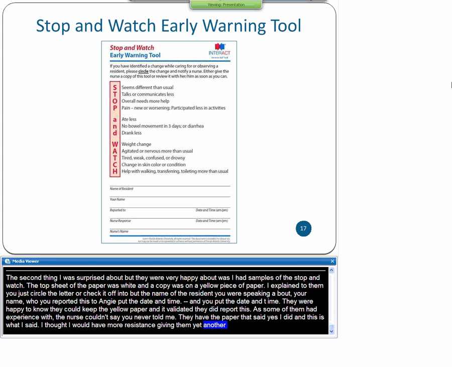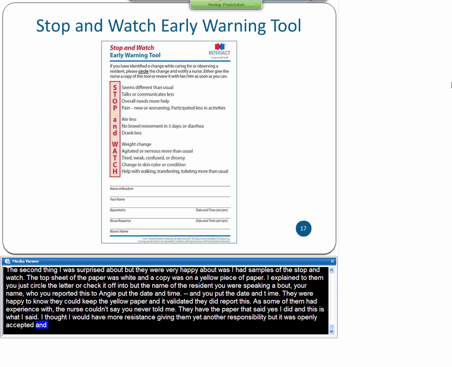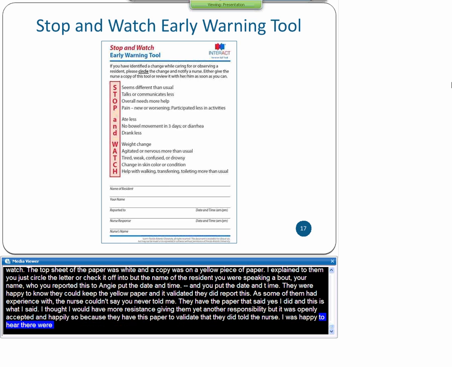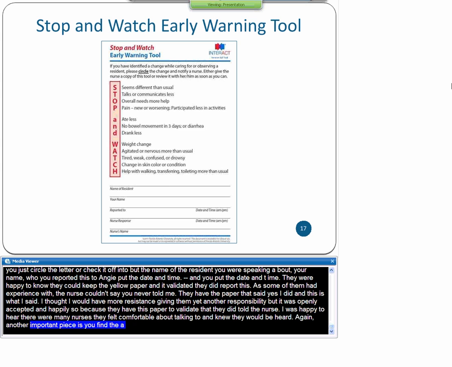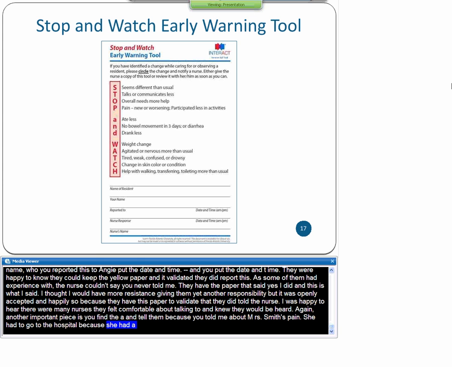I was very happy to hear that there are many nurses who they felt very comfortable talking to and knew that they would be heard. So, again, another important piece of this is that you find that aide and you tell them, because you told me about Mrs. Smith's pain, she really had to go to the hospital because she had a surgical condition. Validate that aide as a part of the team, a very important part of the team, and she helped take care of a resident in an acute situation.